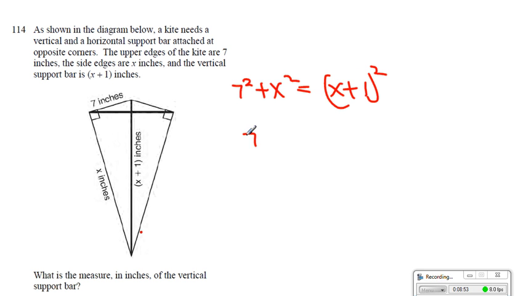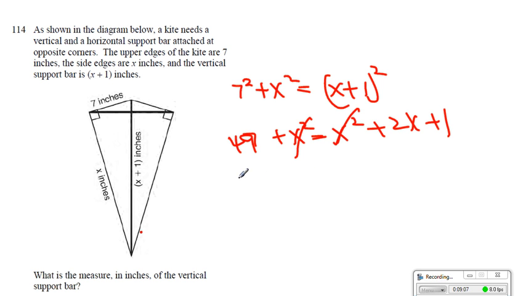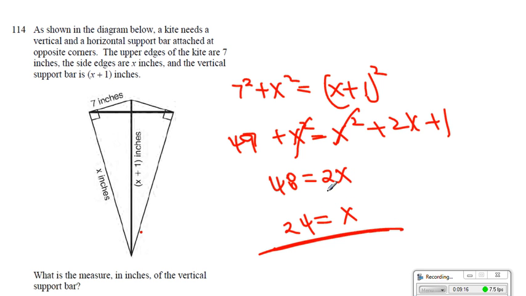Then we get to realize 49 plus x squared must be equal to x squared plus 2x plus 1. And obviously here, one thing which we can do is x squared cancels out. And then by subtracting 1, we get 48 is equal to 2x, where x will be equal to 24. And this vertical length becomes 24 plus 1, which is 25. That's what we end up getting.